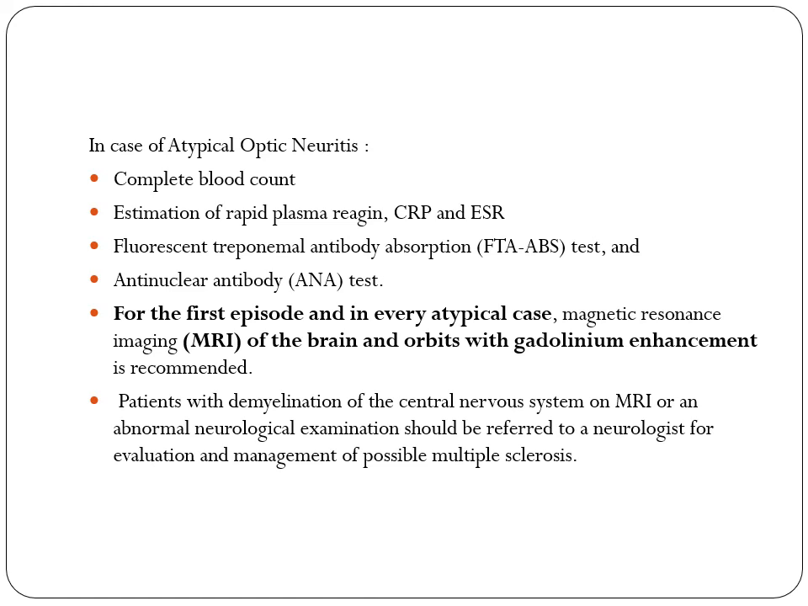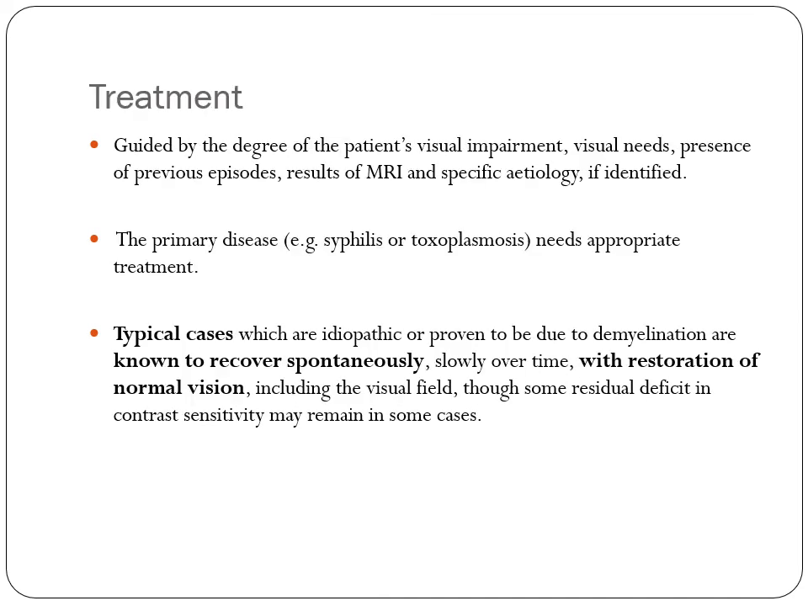Immediately you can consult a neurophysician, do CSF tapping and other diagnostic workup for multiple sclerosis, and start treatment of multiple sclerosis. That is why MRI is a must. It may happen sometimes that you have typical optic neuritis where no demyelination is found in the CNS. Still, it is better you rule it out by doing MRI. Patients with demyelination of the CNS on MRI, or abnormal findings, should be referred to a neurologist for evaluation and management of possible multiple sclerosis. Now, treatment.